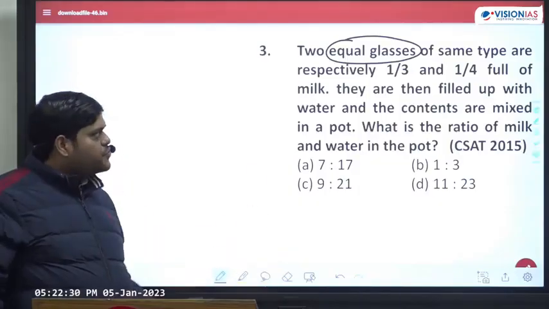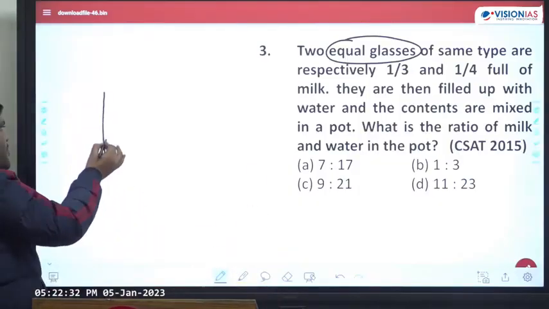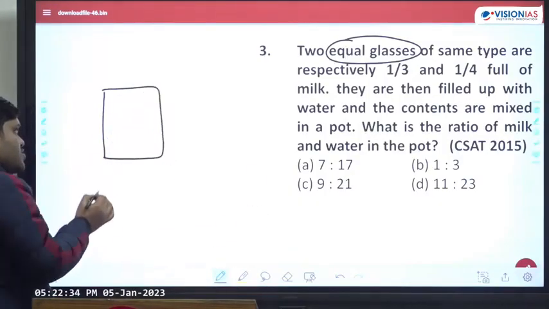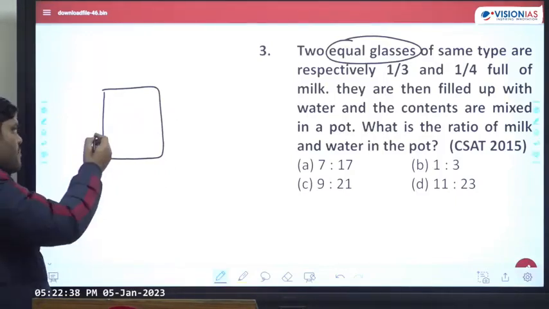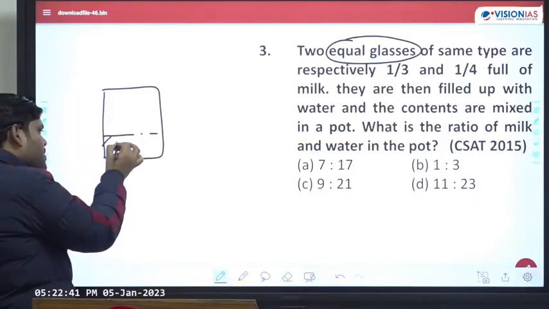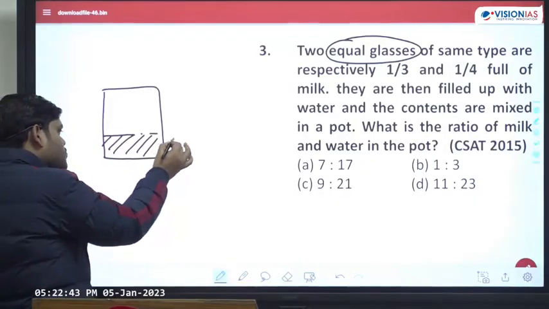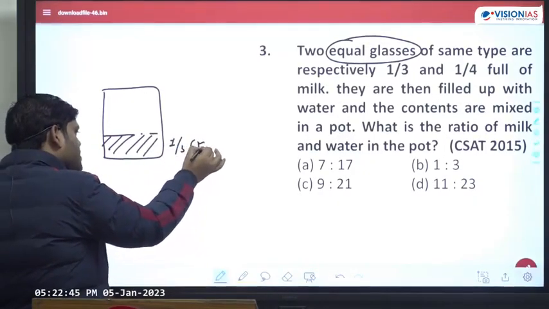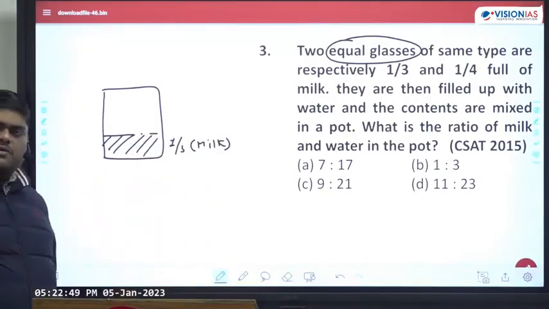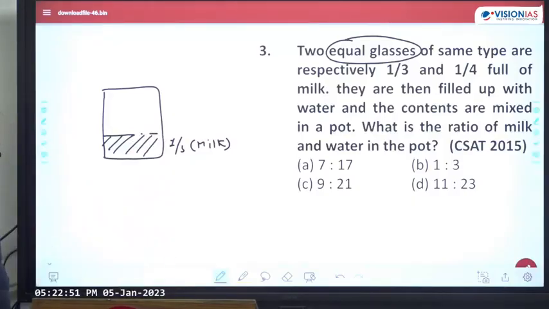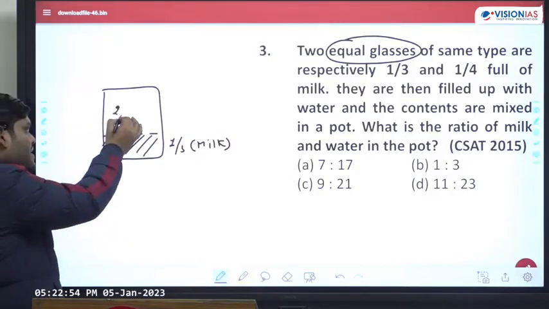First thing you have to do: two equal glasses, suppose this is the first glass. When it says it is 1/3 filled with milk, what does that mean? This 1/3 part is milk. So what is the meaning of this? 1/3 part milk means 2/3 part is water, or not?